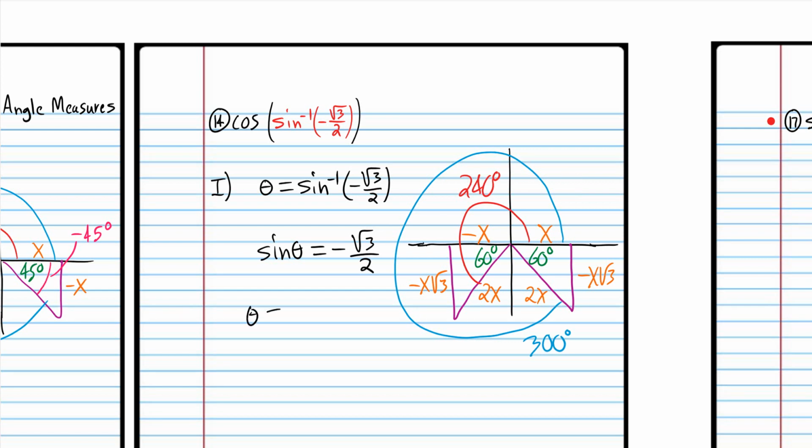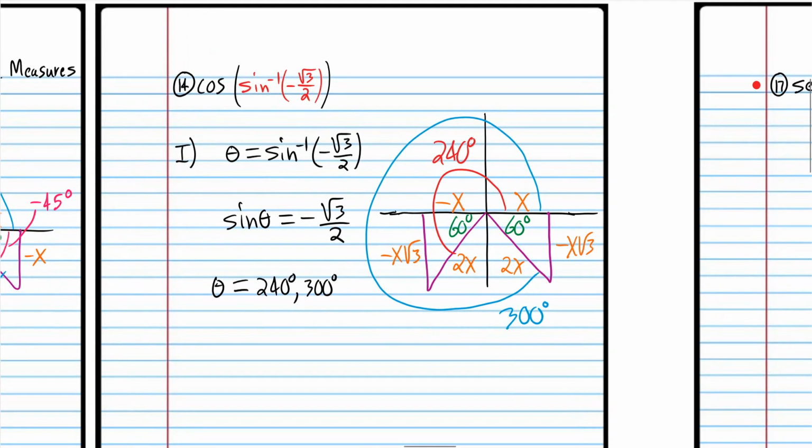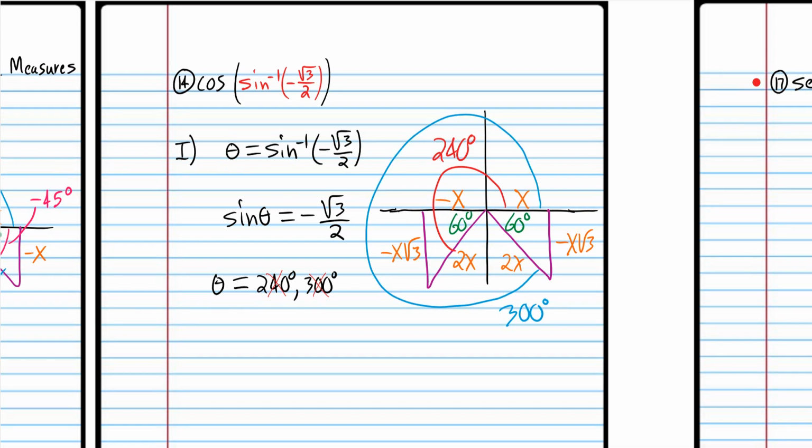So theta can be 240 degrees or 300 degrees, but neither of these angles are in the range restrictions for sine inverse. Sine inverse must be between negative 90 degrees and 90 degrees. How do I know that? Well, it says on those pictures that I had you take at the beginning of the class. So neither 240 nor 300 work.